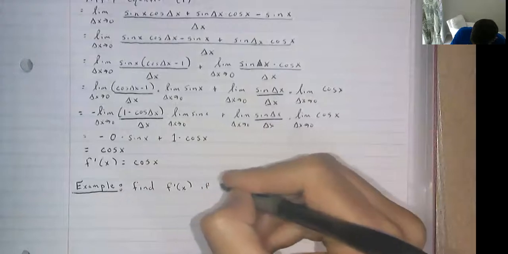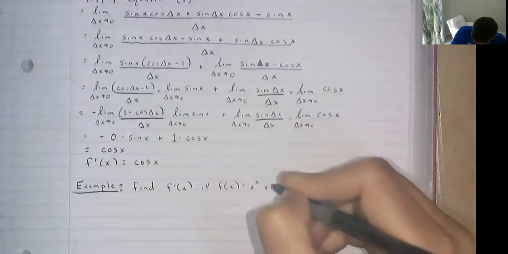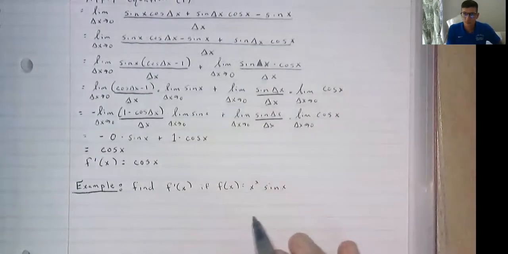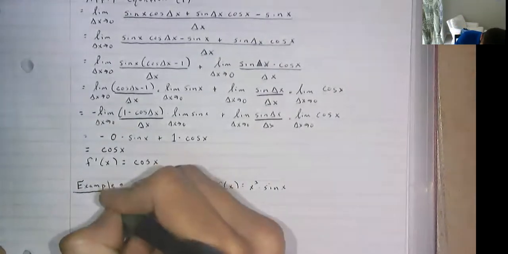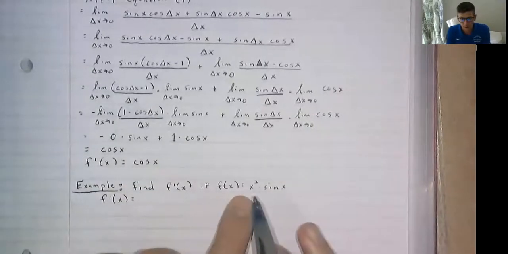So let's say we need to find f prime of x if f of x is equal to x squared times the sine of x. Before, we would run to the hills because we didn't know what the derivative of sine is, but now we do, and so we can do this. This is going to require us to use the product rule because this is x squared times the sine of x, but that's okay. So it's the first thing times the derivative of the second thing.